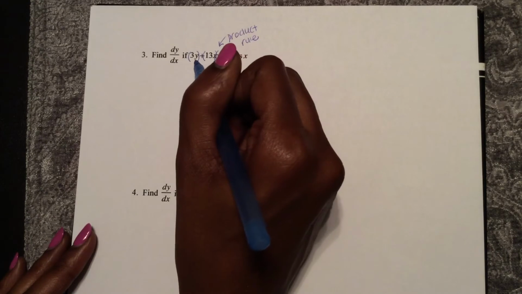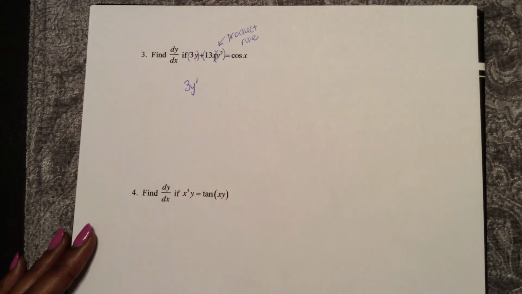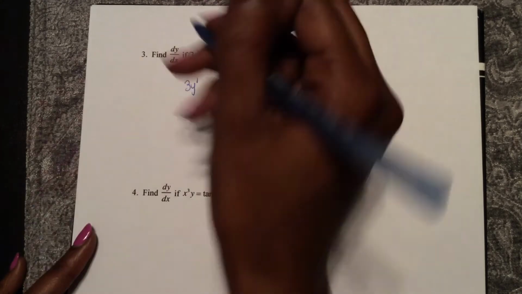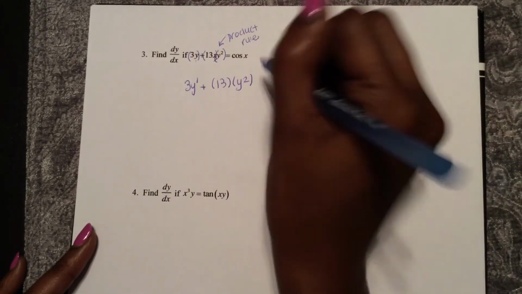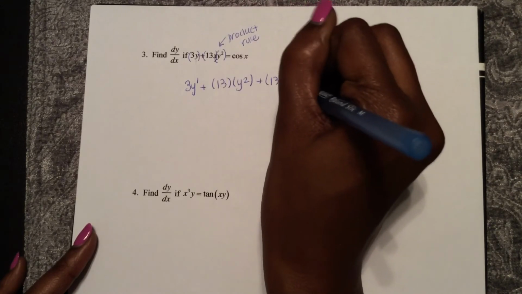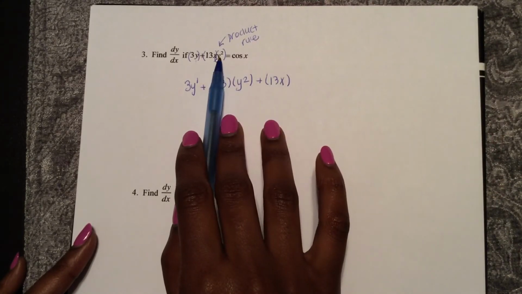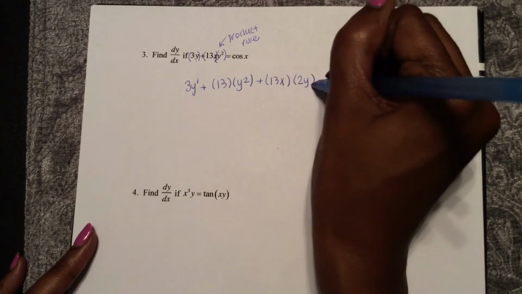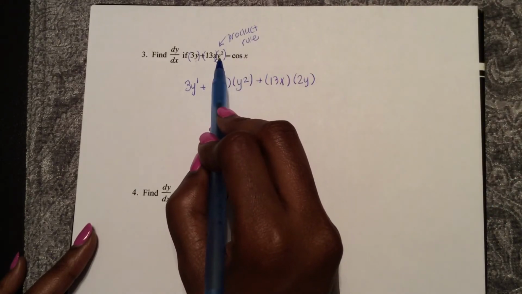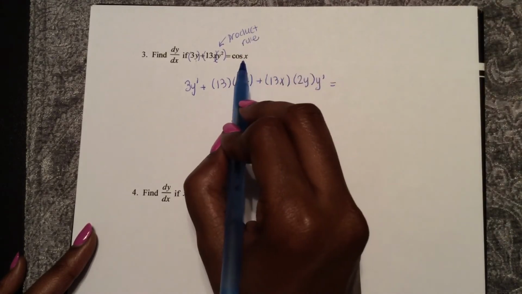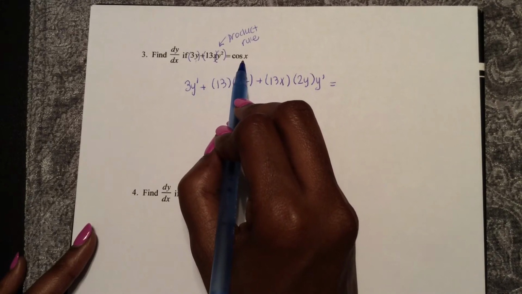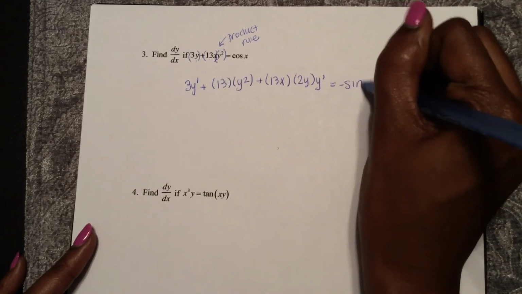So let's see, the derivative of 3y with respect to x is 3y prime, or 3 times dy/dx, plus, now product rule. The derivative of 13x with respect to x is 13 multiplied by y prime plus 13x. Now what's the derivative of y squared? That's going to be 2y, but then chain rule, the derivative of y with respect to x, y prime, equals the derivative of cosine x, which is negative sine x.